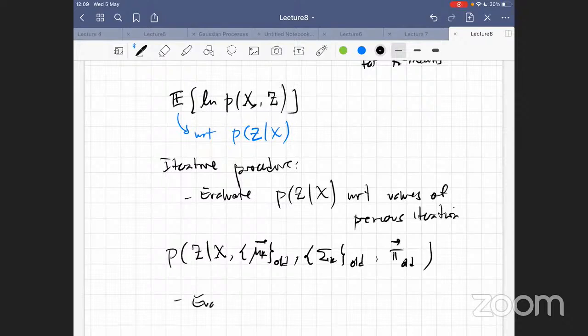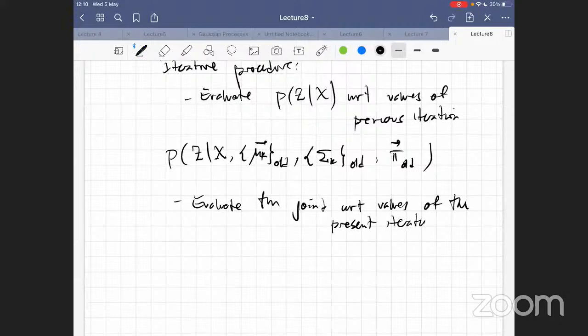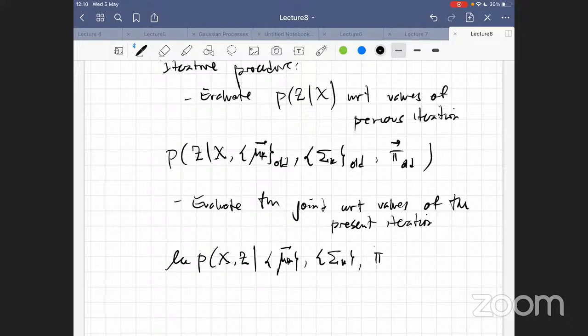And then you evaluate the joint with respect to the values of the present iteration. In other words, the log actually of the joint. Not the previous one, but the present one. And those are actually the values that you want to extract.